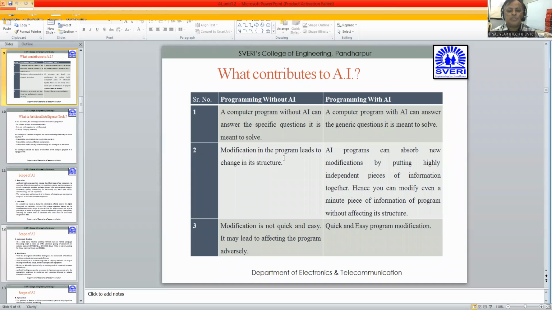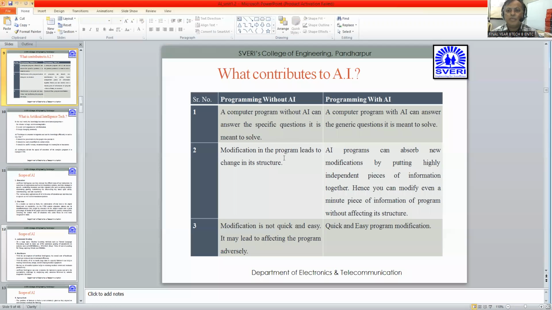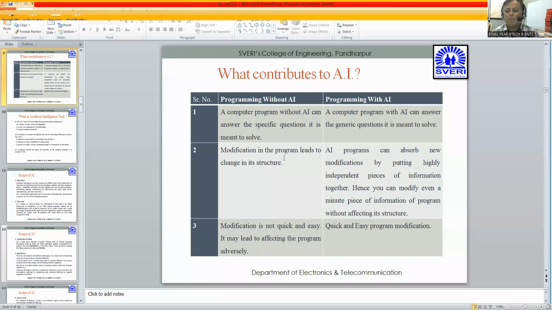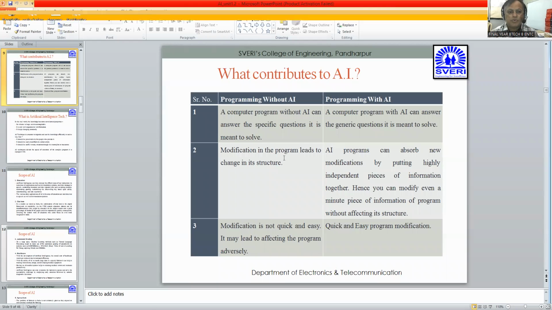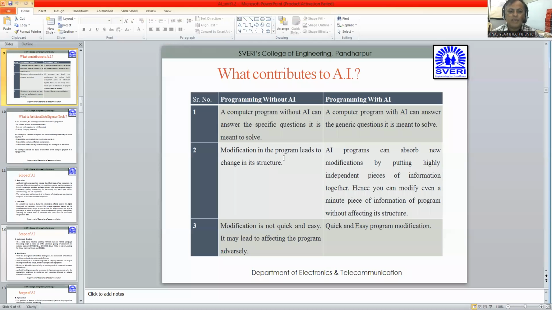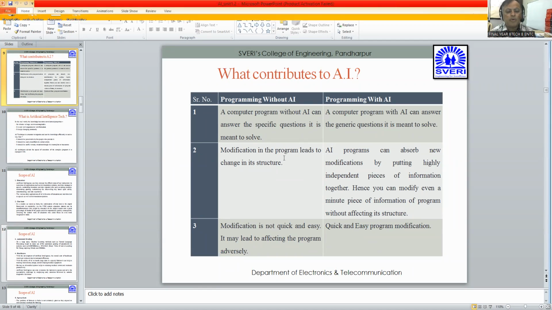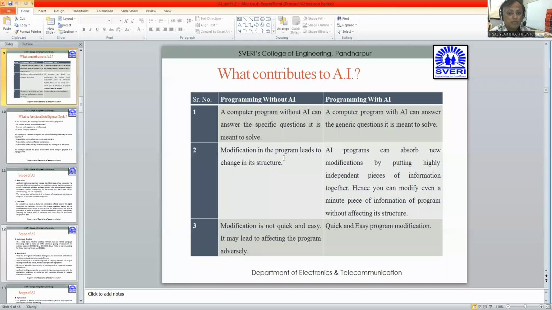These three points will give you an idea of where AI makes a difference while programming. The first point is programming without AI. A computer program without AI can answer only the specific questions it is meant to solve. You know what normal programming is, that is without AI. When you do programming with AI, the computer programs can answer the generic questions it is meant to solve. So it could be general questions that can be solved.